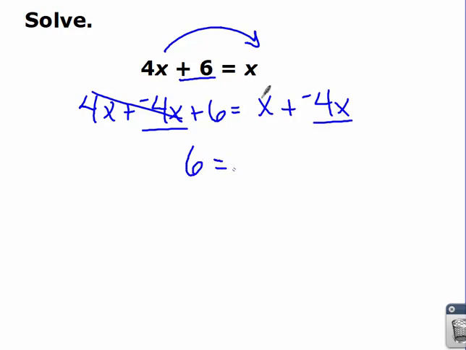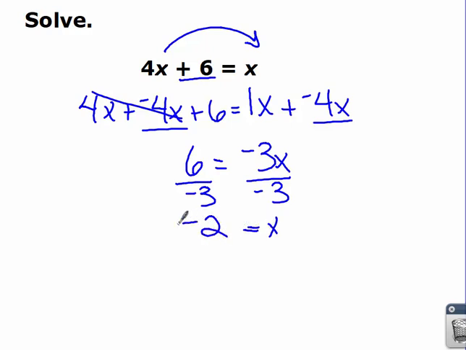which is equal to, and then we need to remember that this x that's by itself does have a 1 in front of it. We just don't write that. So 1x plus negative 4x gives me negative 3x. Then I divide by negative 3, and I end up with x is equal to negative 2.